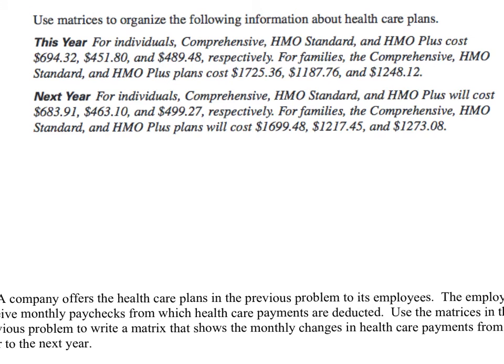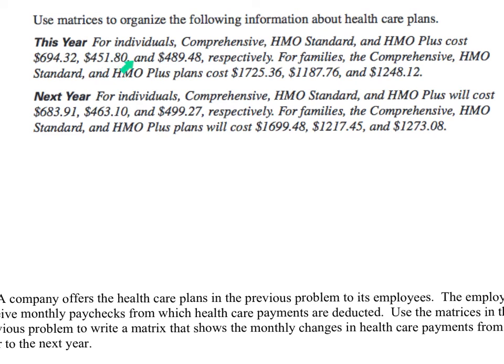In the next 2 examples, we're going to organize information about healthcare plans. In the second one, it's also about healthcare plans, but we're going to figure out a small problem about it. Here we have 2 different things. On the top, we're talking about healthcare plans for this year and next year. And we have an individual plan, a comprehensive plan, HMO standard, and HMO plus.